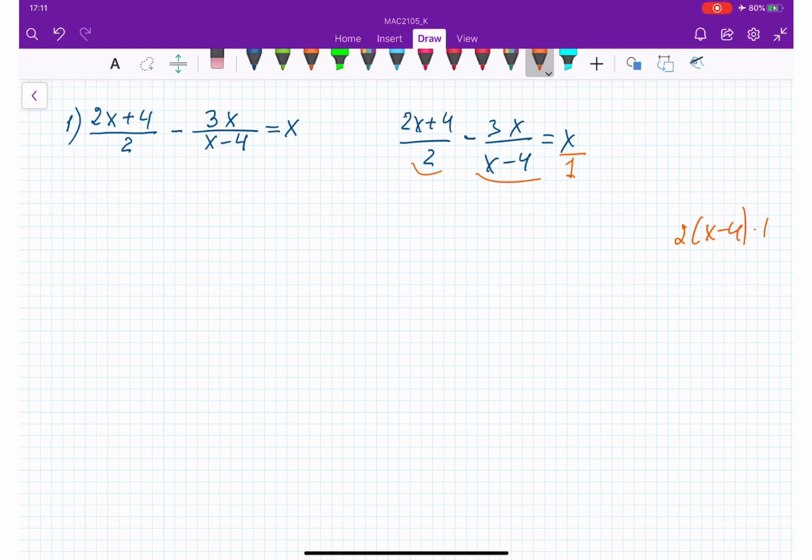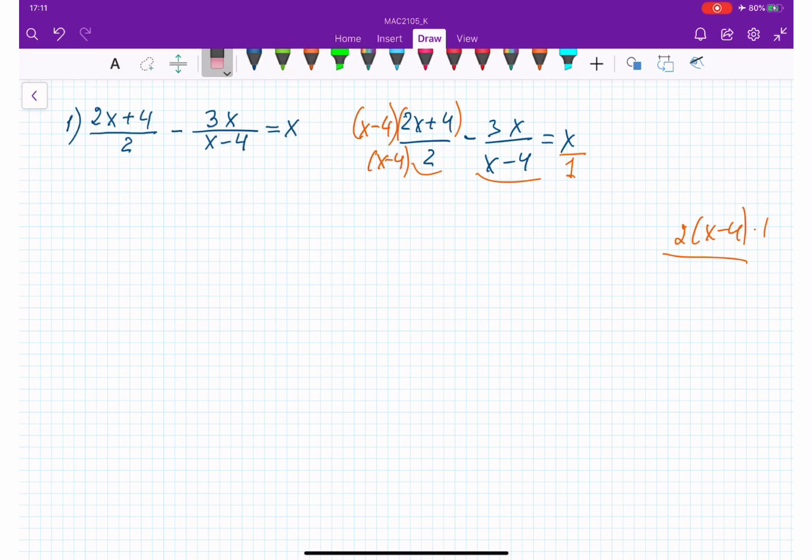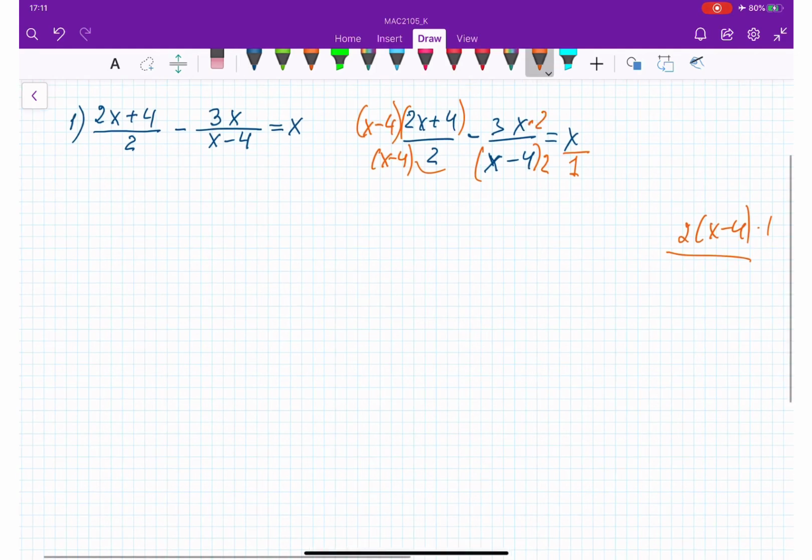So the first fraction has denominator 2. To get this common one, I have to multiply by x minus 4. The second one has x minus 4, so I have to multiply by 2, right? Because I have only x minus 4. So I have to multiply by 2 to get the common denominator, which means here also I'm multiplying by 2.